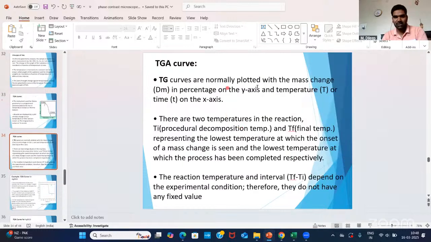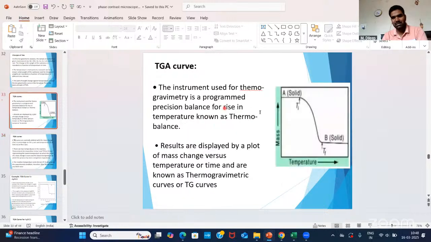TG curves are normally plotted with the mass change, dm, in percentage on the y-axis and temperature or time on the x-axis. As we see in this plot, on the y-axis we see the mass, and on the x-axis we can see the temperature, right? So the plot looks like this.